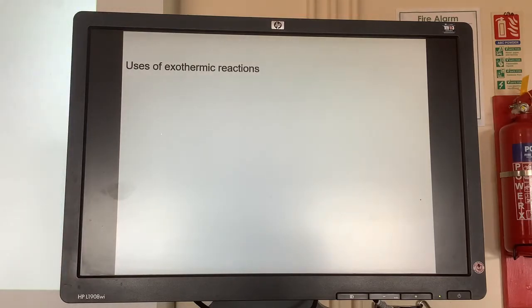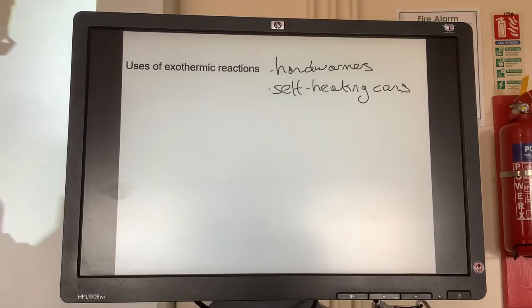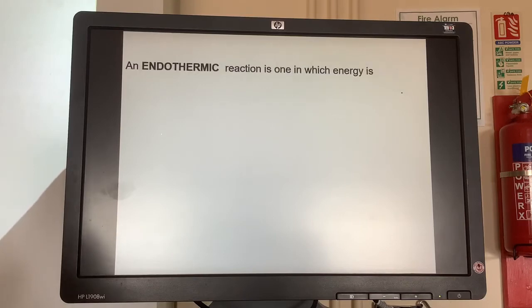Other examples that we might need to know about, more specific uses of exothermic reactions, you may have heard of hand warmers. They have a chemical reaction in them that releases energy. The chemicals mix together, they release energy, your hands will then get warm. Another one, you might have seen them if you go camping, self-heating cans. So these are cans of food that have chemicals on the outside surrounding them. When they're mixed together, they'll react exothermically, they'll release energy, and they'll warm up the food inside of the can. So exothermic reactions release energy.